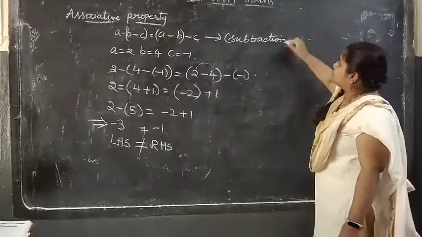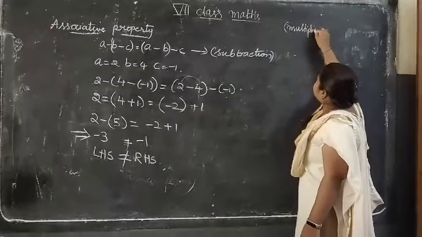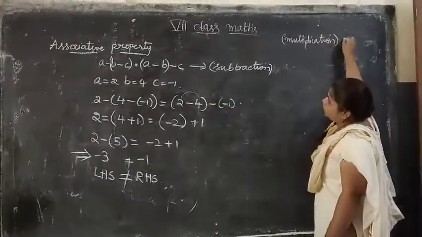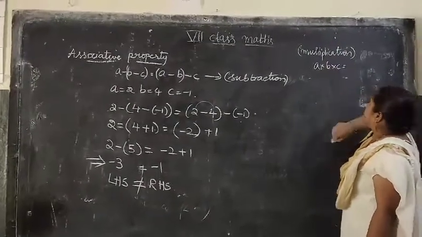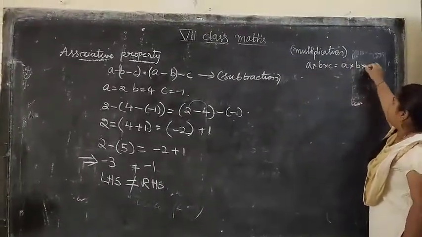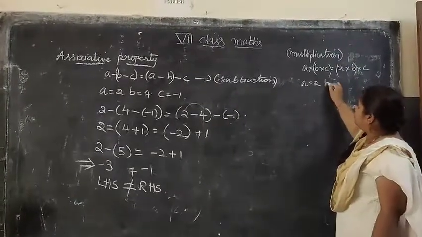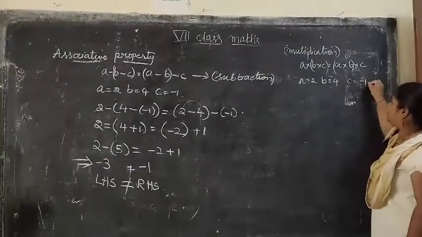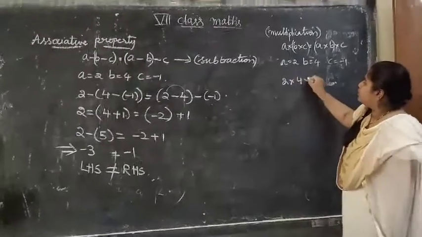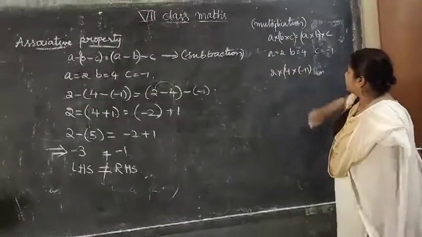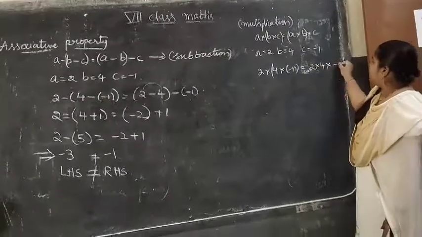Under which operation will it be satisfied? Under multiplication. We will see multiplication now. That is (a into b) into c is equal to a into (b into c). Interchange the brackets. So a value is 2, b value is 4, c value is -1. So 2 into 4 into -1 is equal to 2 into 4 into -1.